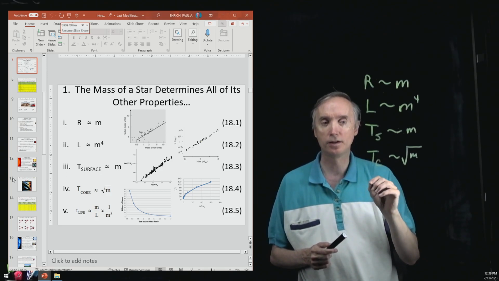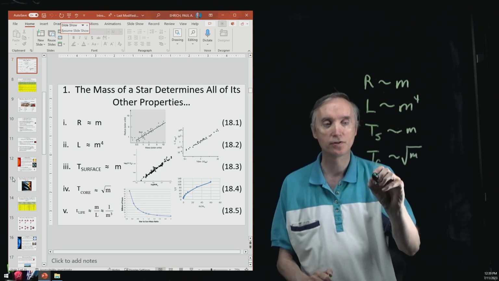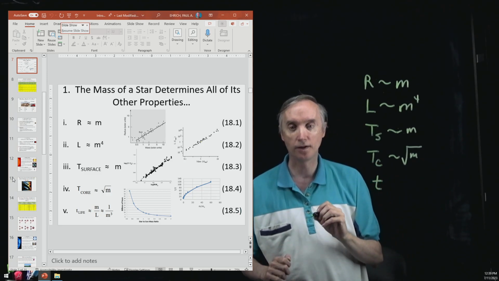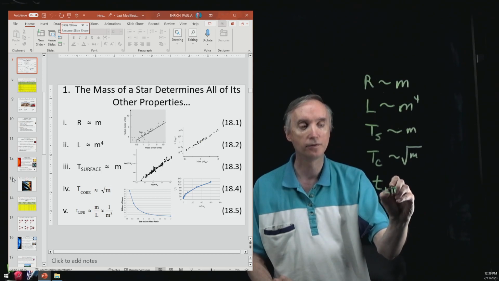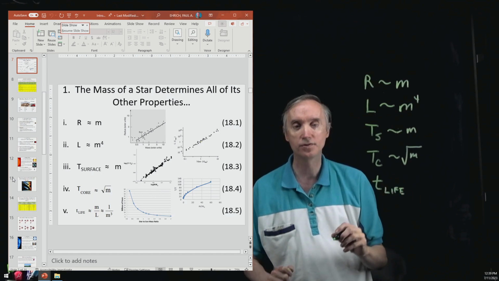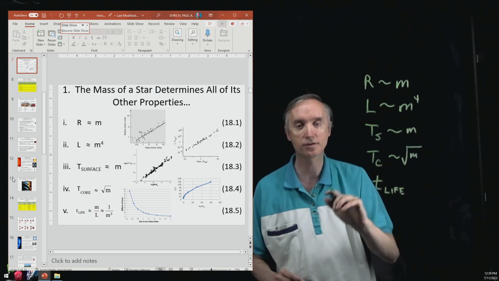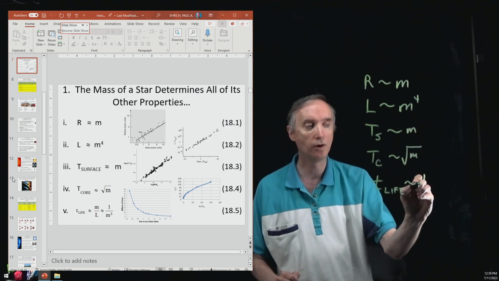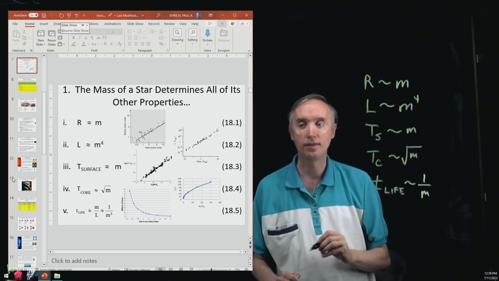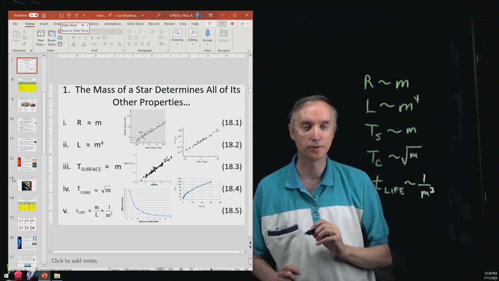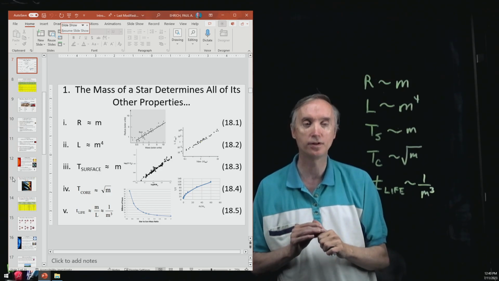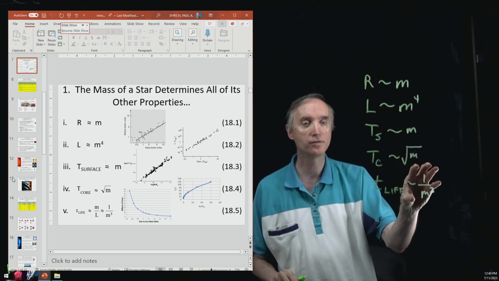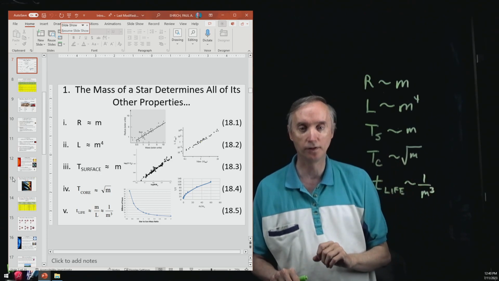The one that might be unusual to you is that last one. You should know that T stands for time. This is the lifetime of the star. How long is the star going to live? It's kind of unusual because it's proportional to 1 over M, raised to the third power. Not quite the equation you thought it was going to be, because I bet you would have thought that the more massive a star is, the longer it's going to live.